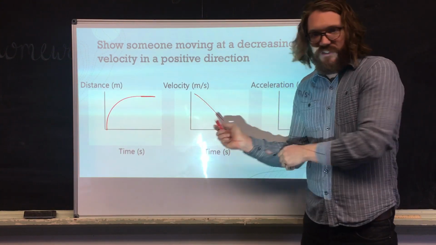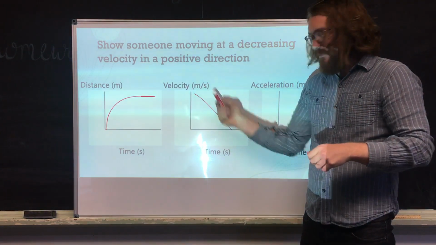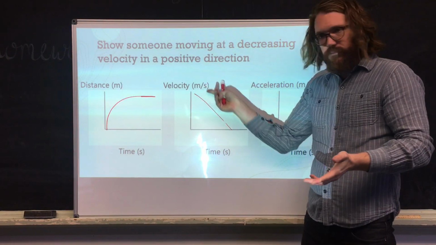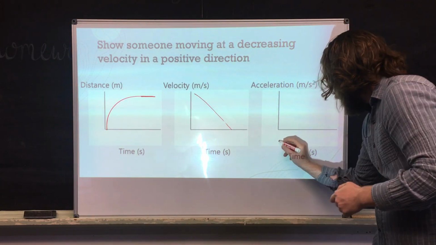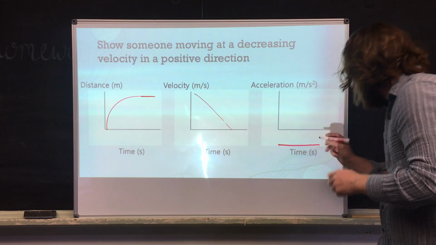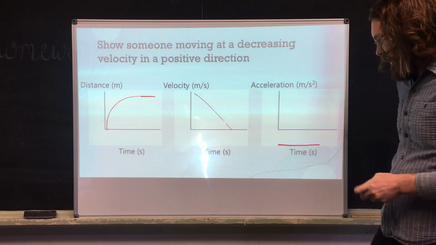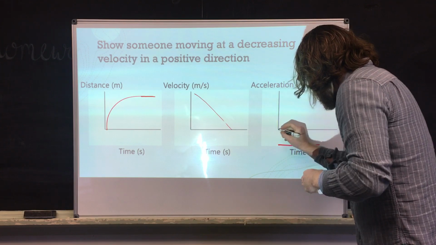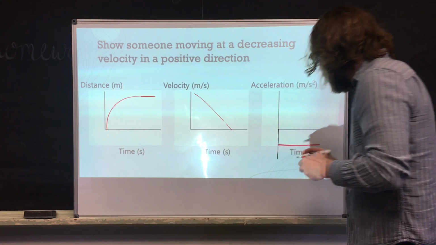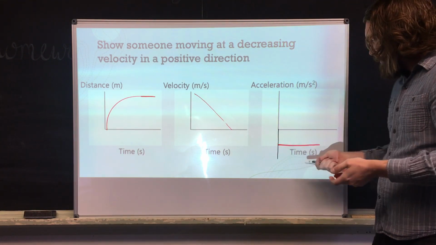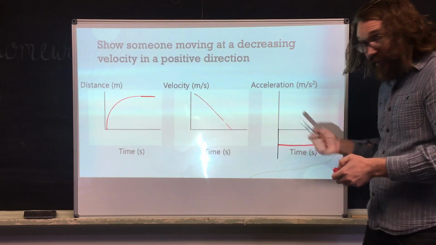Well, the slope of this line, it's flat, good. Is it positive, negative, or 0? And obviously, the slope of this line is negative. So here is what my acceleration graph is going to look like. And again, I have to extend this. You can extend yours too. There you go. It's negative. It is below 0, but it's flat.